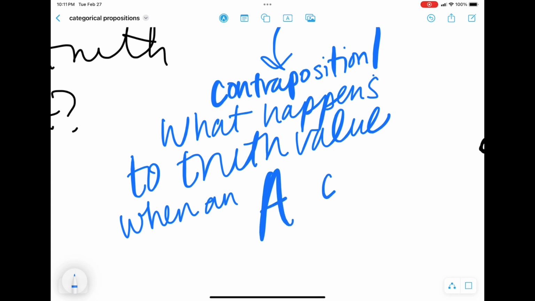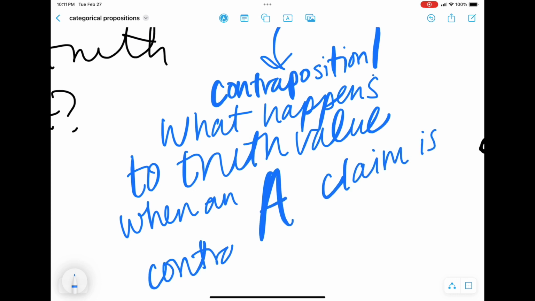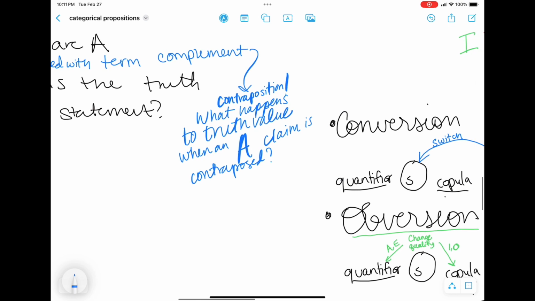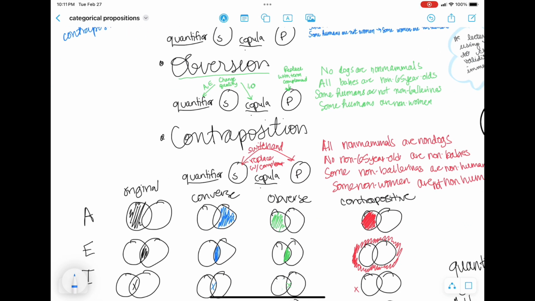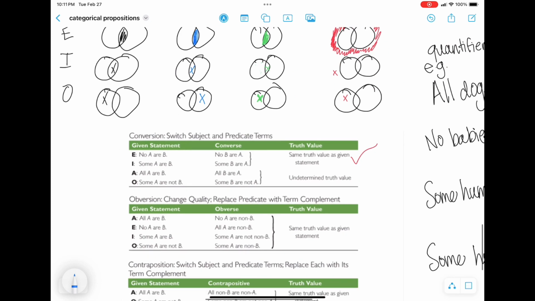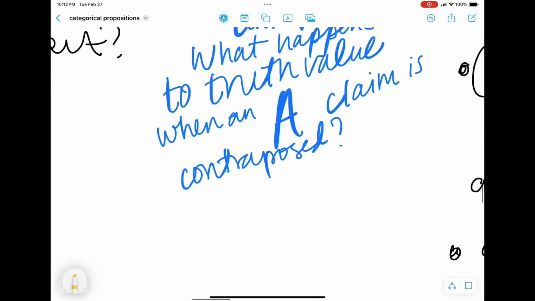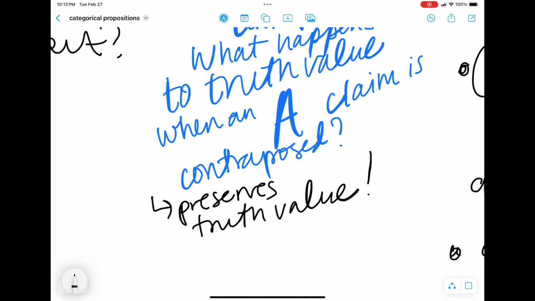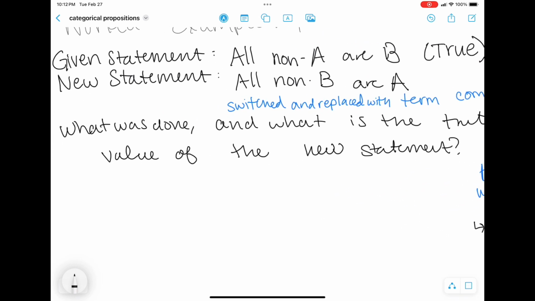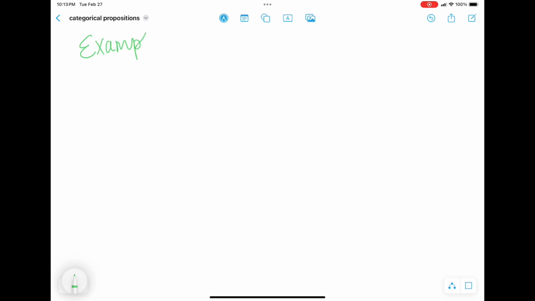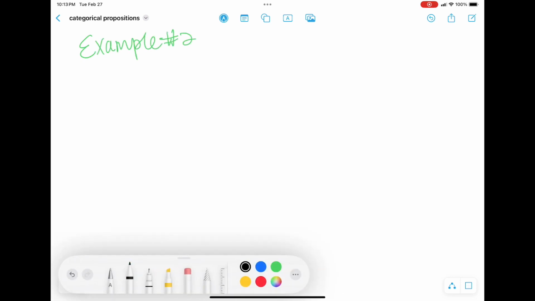So next we have to think about when an A claim, this is an all blank are blank claim, is contraposed, what happens to its truth value? So we can refer back to the images I made in the video on contraposition, or we can return to this table from the textbook. Contraposition is an operation that preserves the truth value of a given claim. So that means that if the given statement is true and it was contraposed, then the new statement is also true. So the example answer is contraposition, true.